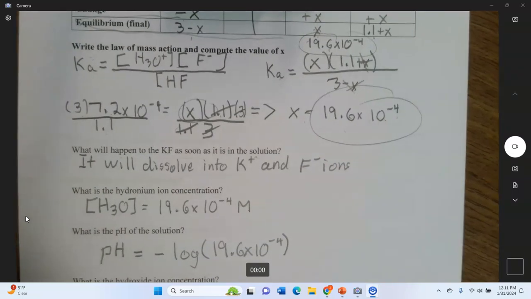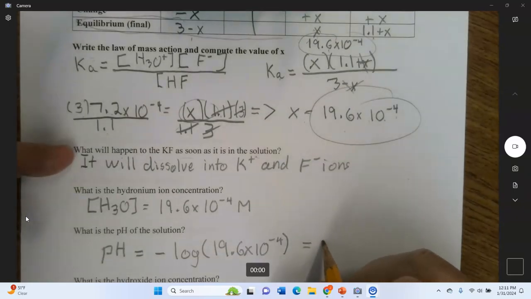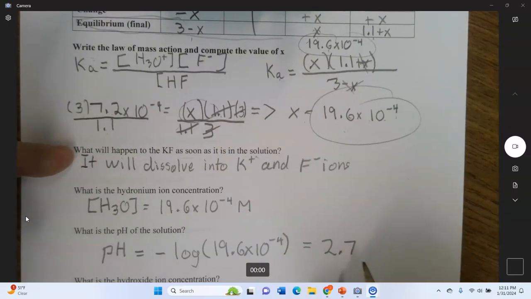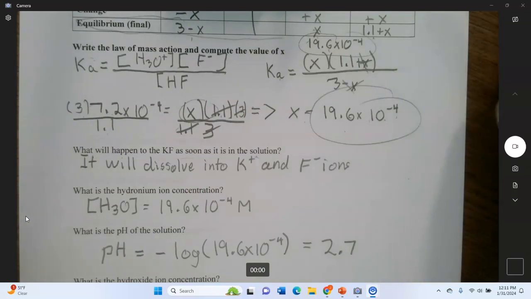Okay, so we'll do that. I won't do it on screen. Negative log, 19.6 times 10 caret negative 4, close the parenthesis, and I get 2.7. So that's still a weak acid. It's getting in the low end of the 0 to 14 range, but you really have to be 0 or 1 to be a strong acid, okay? Hydrofluoric acid is a weak acid.